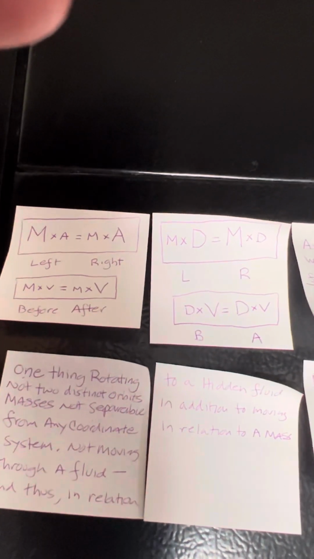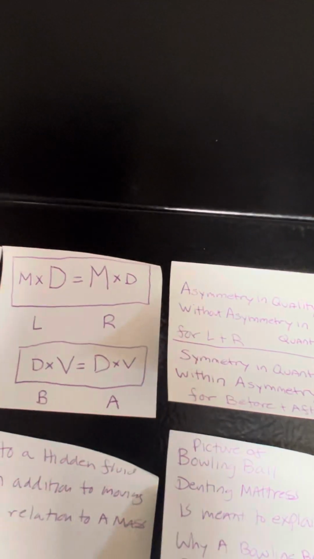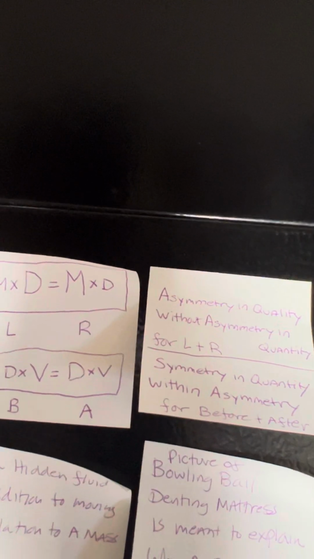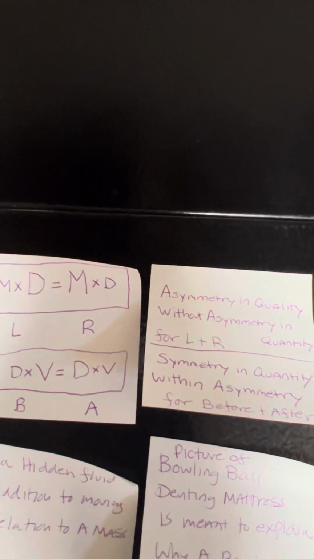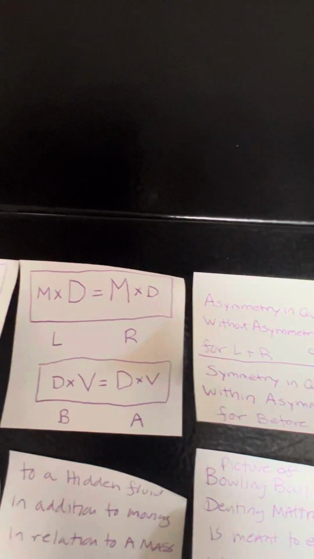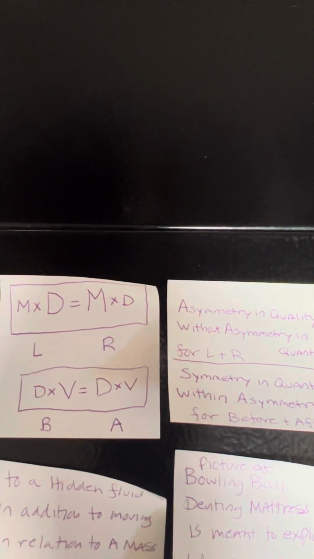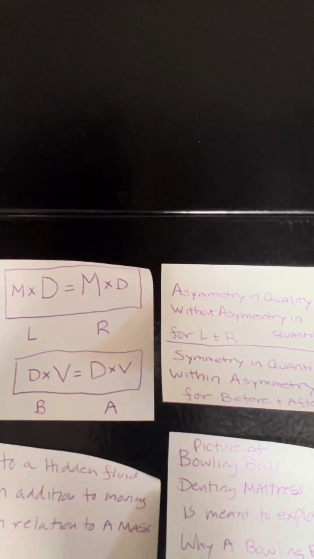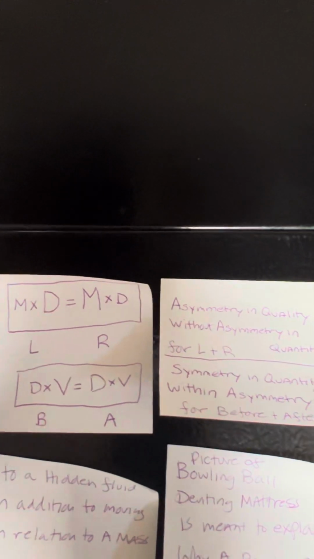And the reason why they do is because they have the same conceptual composition: asymmetry in quality without asymmetry in quantity for left and right, and then you have symmetry in quantity with an asymmetry in quality for before and after. And like I was saying before, you could re-describe physical laws and physical phenomena and all phenomena in terms of combinations of opposing concepts, and they come in sets of four. These are like two out of a set of four, and I'm just comparing them.